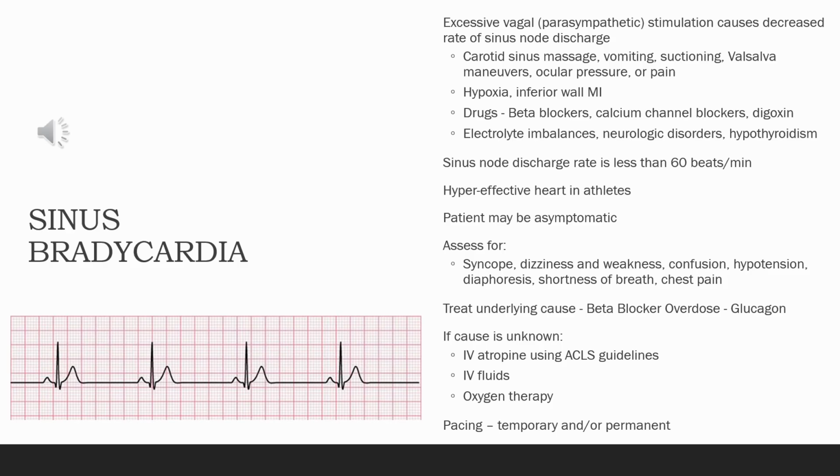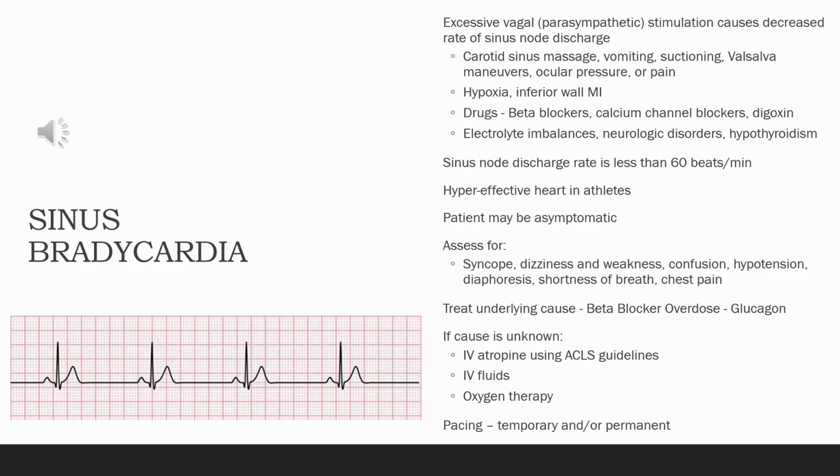Next, we look at the P wave. For each QRS complex, we can see on the strip here that there is a P wave that comes before the QRS complex, and that P wave is normal. So this confirms that the impulse is originating from the SA node, so it is a sinus rhythm. So this is where we get sinus bradycardia.